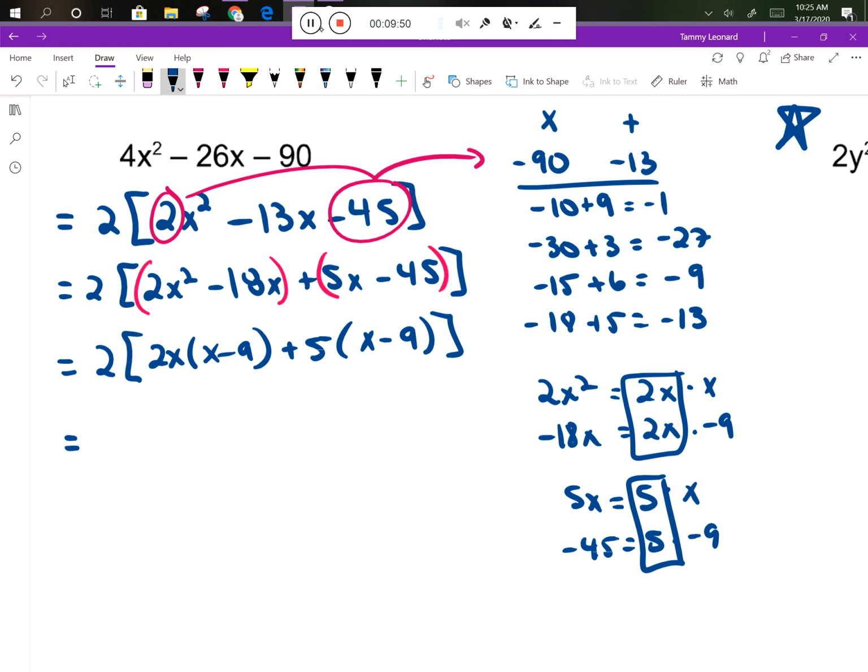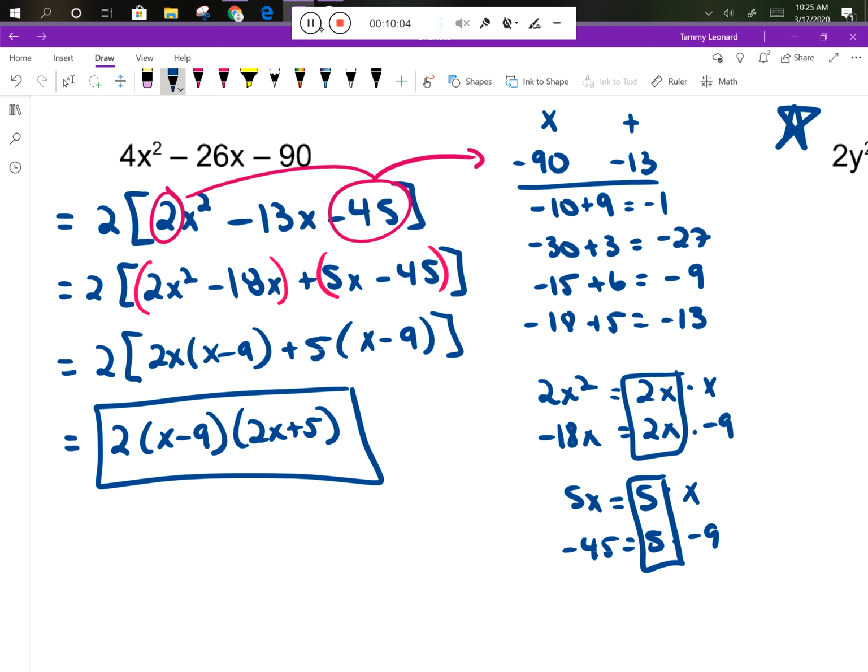So I don't need the big brackets anymore because I'm going to my final factorization. I have the 2 that's been hanging out in front of everything. I have the x minus 9, which is their common binomial factor. And I have the 2x plus 5, which is left behind when we factor that out.